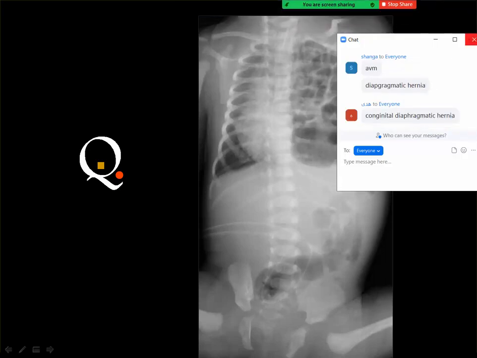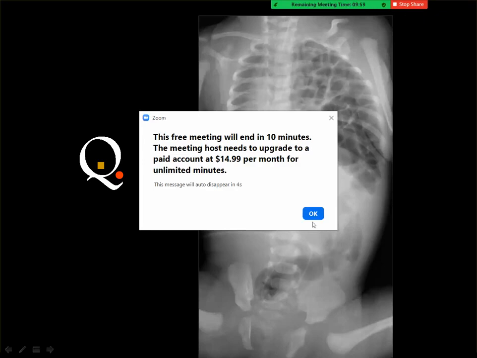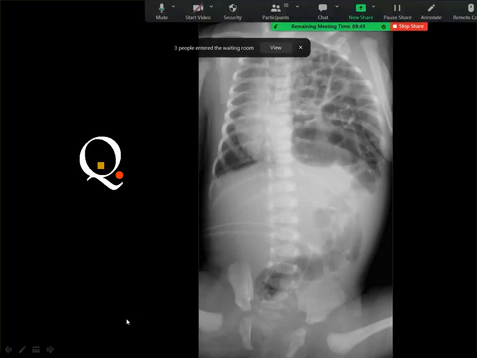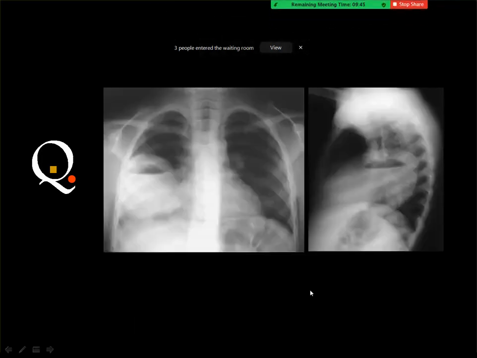Yes, and this is congenital diaphragmatic hernia. Multiple bowel loops are located in the left hemithorax, connected to air in the bowel loops in the abdomen, and this is the classic appearance of congenital diaphragmatic hernia.